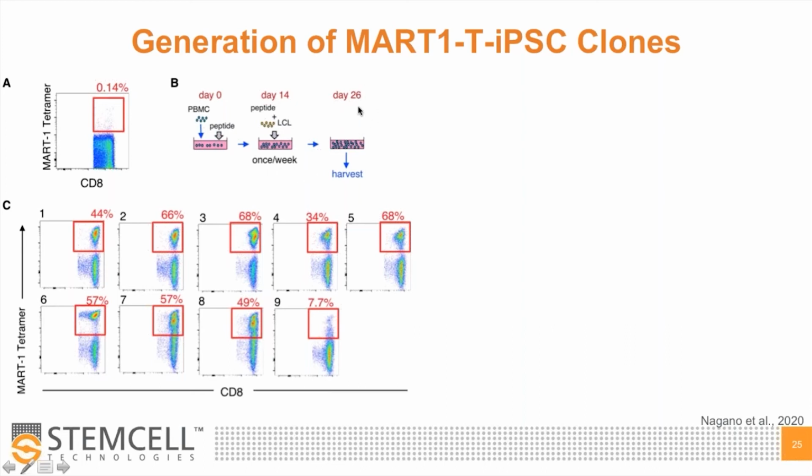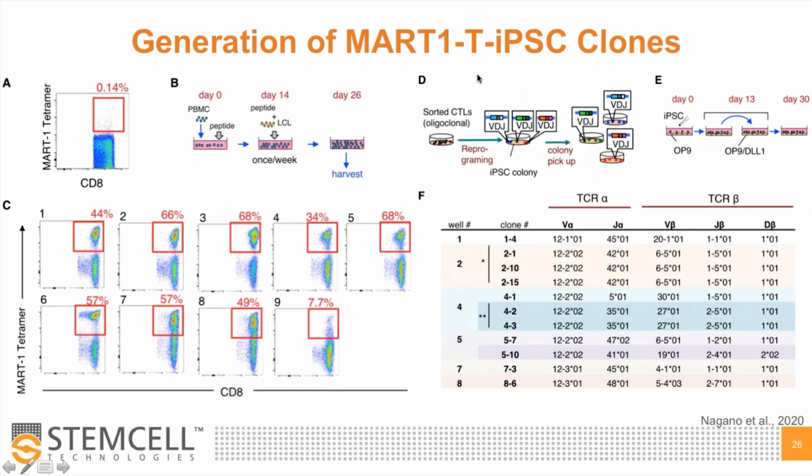And at the end, day 26, they harvest these cells, and this is what it looks like here. They look at the CD8s by MART1 tetramer staining again, and you can see that there's a high enrichment of MART1 tetramer staining in each of these different conditions or different wells. So what they then do next with these cells is to sort them allele-clonally and reprogram them to iPSCs using the Yamanaka factors. Each of these iPSCs still has a pre-rearranged TCR locus from their T cell counterpart. And these iPSC colonies can then be cloned. And then you have clones that have specific alpha beta chain rearrangement.